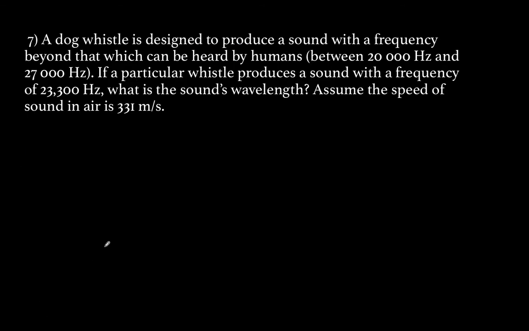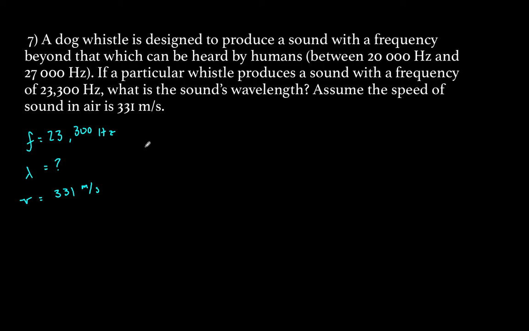Let's go on to number 7. Number 7 states that a dog whistle is designed to produce a sound with a frequency beyond that which can be heard by humans, between 20,000 and 27,000 hertz. If a particular whistle produces a sound with a frequency of 23,300 hertz, what is the sound's wavelength? So I'm trying to determine wavelength. Assume the speed of sound in air is 331 meters per second. So my velocity is 331 meters per second.